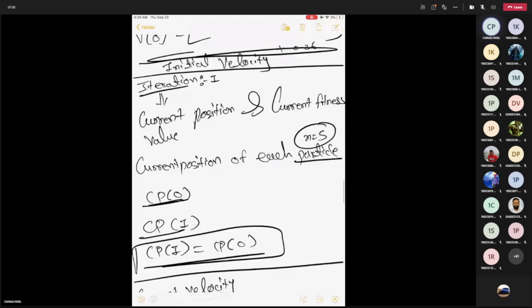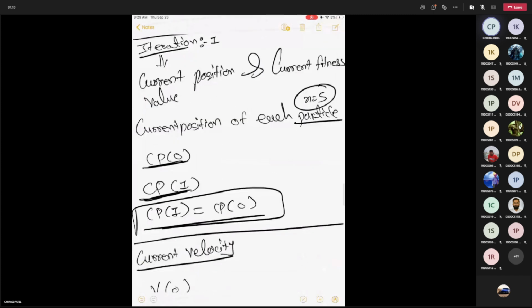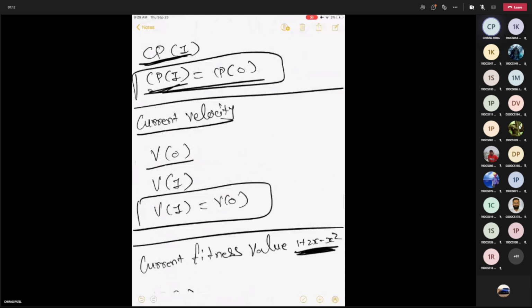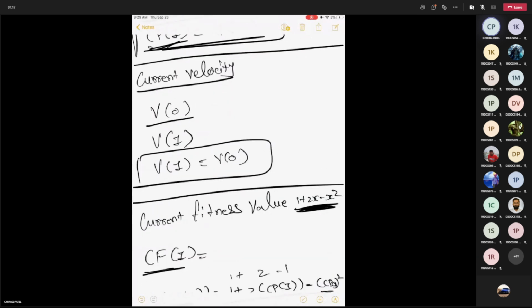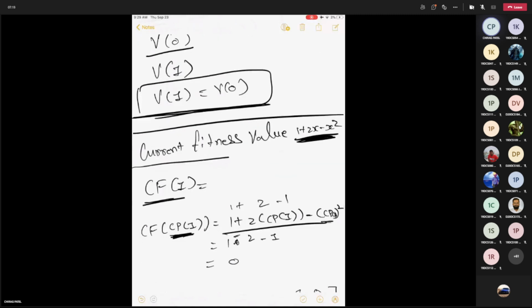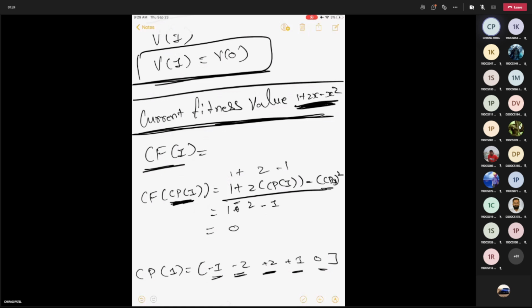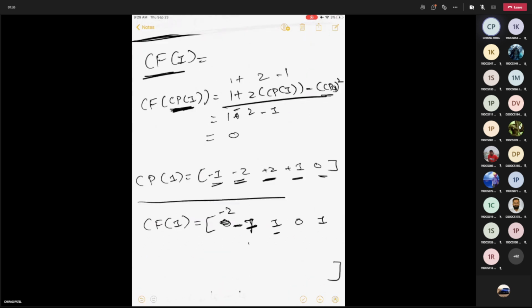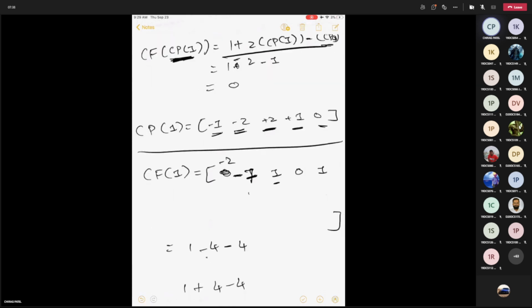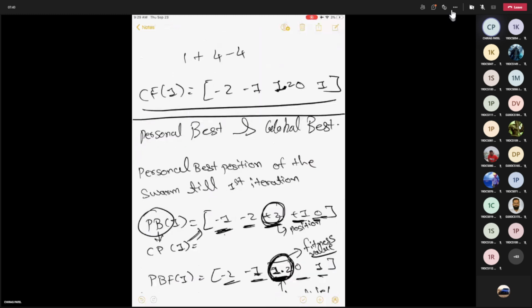Right, after that in iteration 1 we have the current position at first. We take CP0 as CP1 and velocity 0 as velocity 1, so we didn't calculate it again. Then we need to find the current fitness value. To find the fitness value, you just substitute the current position's value in place of x. We have 5 different values, so you can calculate 5 different fitness values. This is your 5 different current positions, and this is your 5 different fitness values.